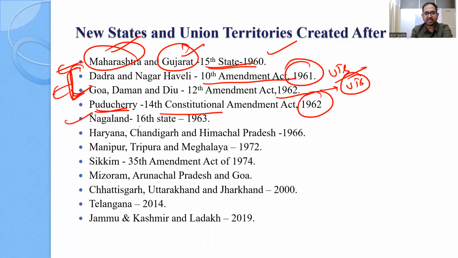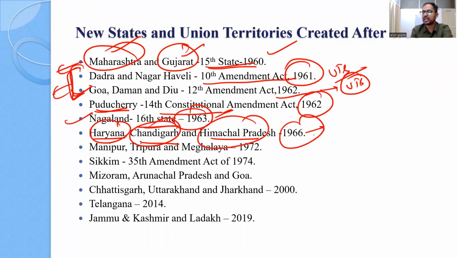Then Nagaland became the 16th state of India in 1963. Then Haryana, Chandigarh and Himachal Pradesh: Chandigarh became the UT, and Haryana and Himachal Pradesh became 2 new states in 1966. So now total states are 18. Then Manipur, Tripura and Meghalaya, earlier they were within the northeastern frontier. Now they became the states.